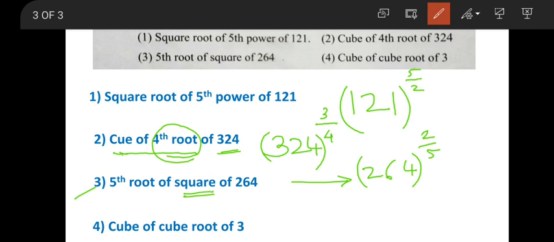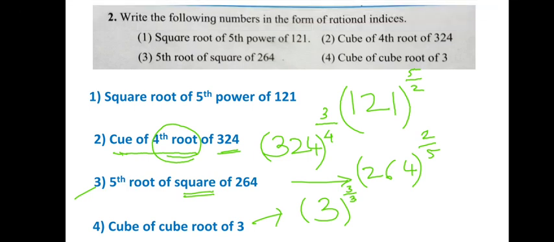Okay. Now the fourth one. Cube of cube root of 3. Cube means 3. Cube root means 3. So I'll write the main number first, that is 3, and cube of cube root. So cube will come up and cube root will come down. 3 raised to 3 upon 3. So this will be the way to solve question number 2. Okay, that's it about practice set 3.2.